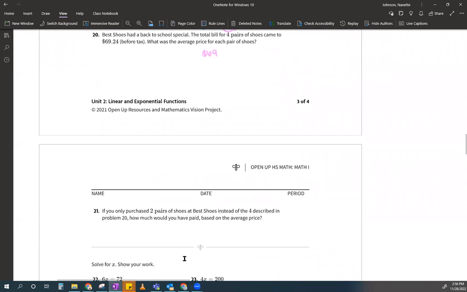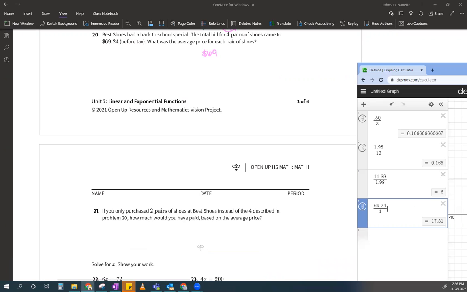Just move this so that you can see. Okay. If you only purchased 2 pairs of shoes at Best Shoes instead of 4 described in problem 20, how much would you have paid based on the average price? Well, we already figured out that the average price was $17.31. So if you got 2 of those, you would just multiply this by 2, right? So it's about $34.62.